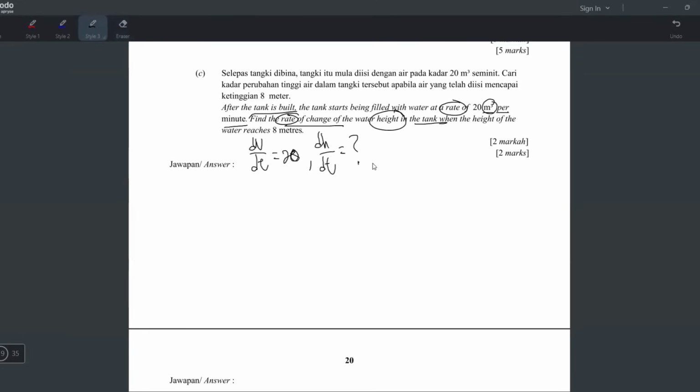So this one I put a question mark. This is the final answer. And then, when the height of water reaches 8 meters, so the h is 8. Okay, so these are all the information.